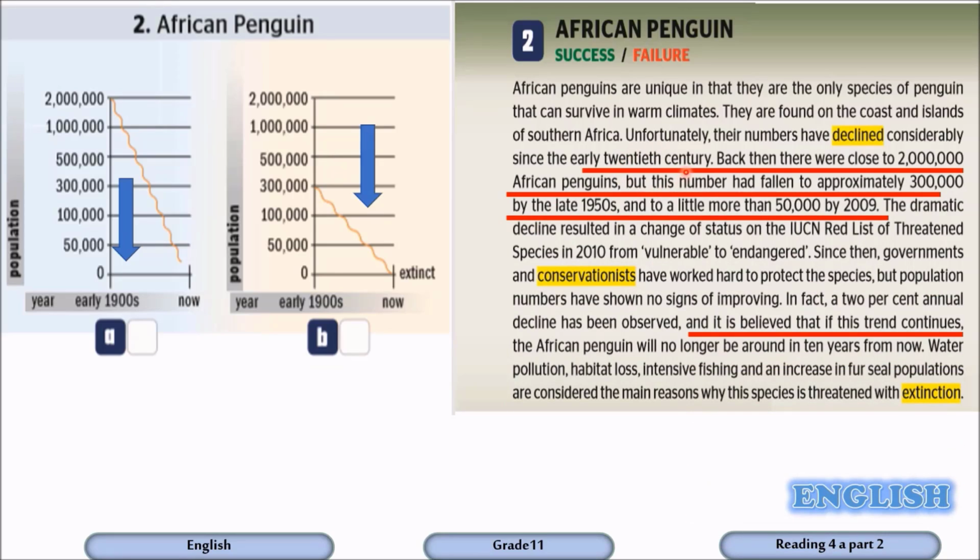So we are talking about the early 20th century. Back then, there were close to 2 million African penguins. So during that era, there were 2 million penguins. And this number had fallen to approximately 300,000 by the late 1950s. Right? So this is wrong because it is mentioned here that 1900s, while it should be by the late 1950s. And it is believed that if this trend continues, the African penguin will no longer be around in 10 years from now. So the answer is A. Very good.